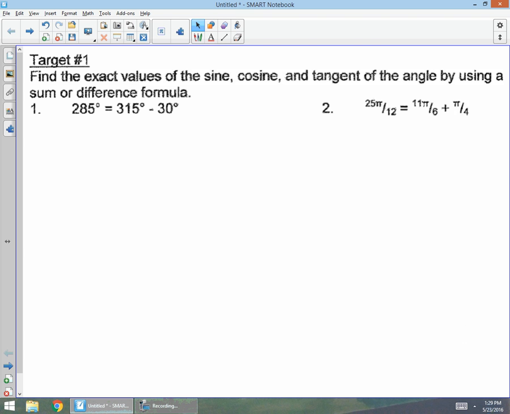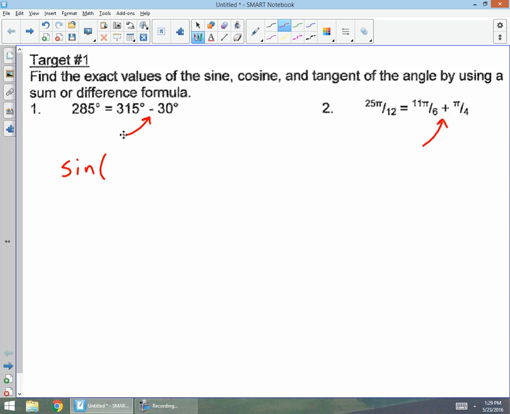Okay, so let's go ahead and get started. The first thing we're going to do is find the exact values of the sine, cosine, and tangent for each angle by using a sum or difference formula. In this case, right out of the gates, we're going to be using a difference on question 1, and then we're going to be using a sum for question 2. This is from page 400 in our textbook, and let's get organized.